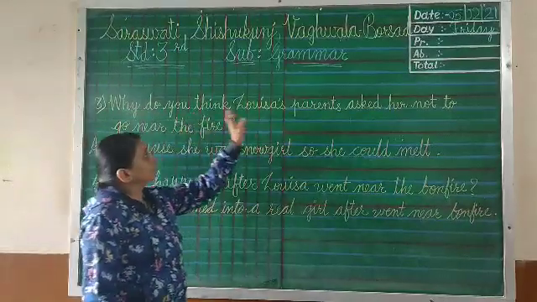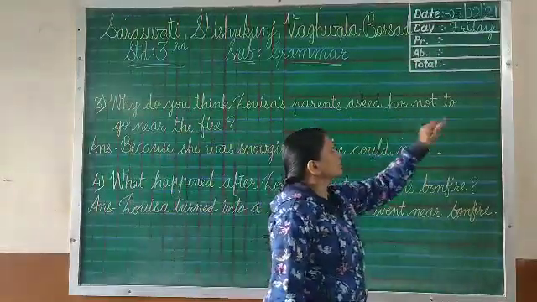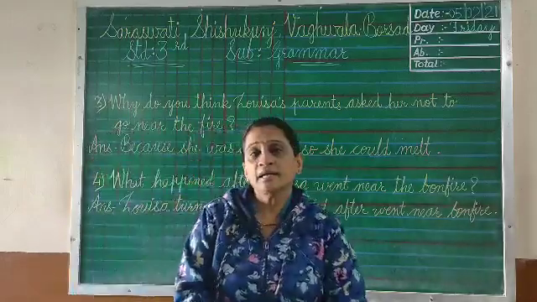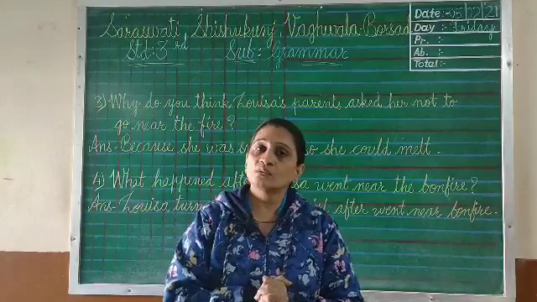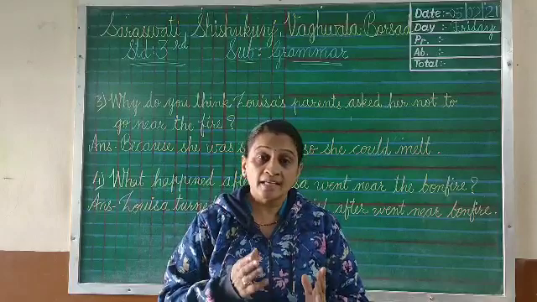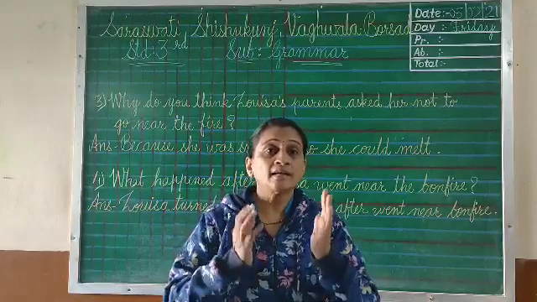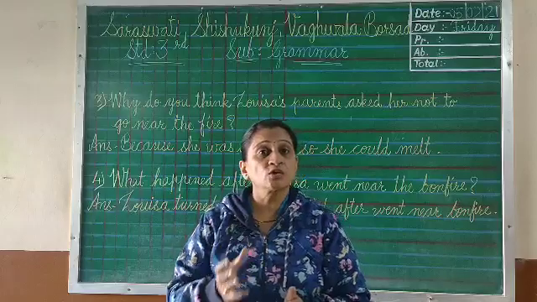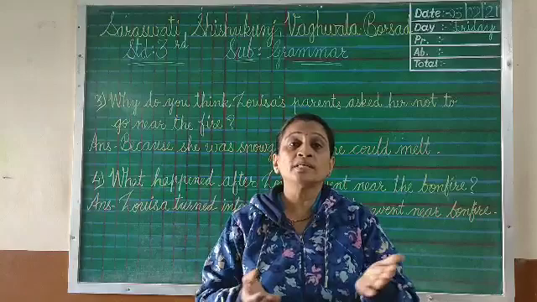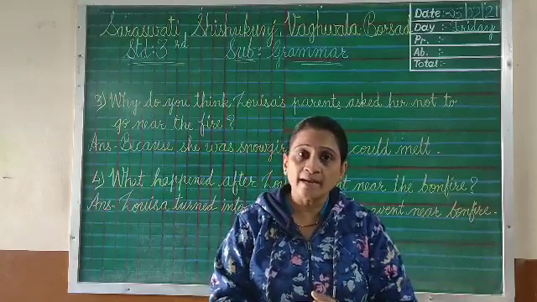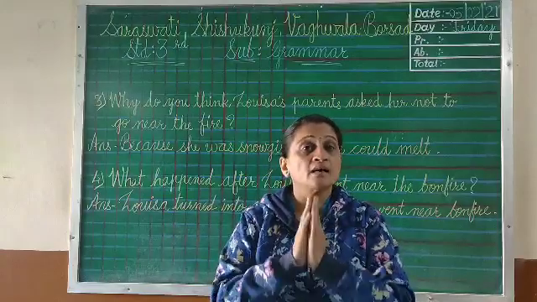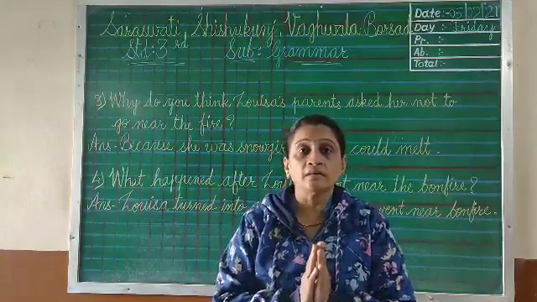Why do you think Louisa's parents asked her not to go near the fire? Now why were the parents not allowing Louisa to go near the fire? It is her enemy. Why? Yes, because Louisa is a snow girl. And if the snow goes near the fire, the snow will melt. And if Louisa goes near the fire, she could melt. Okay, so that's why it is her enemy and she can't go near the fire.